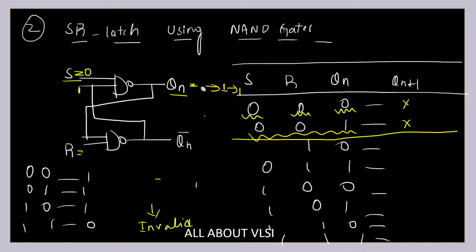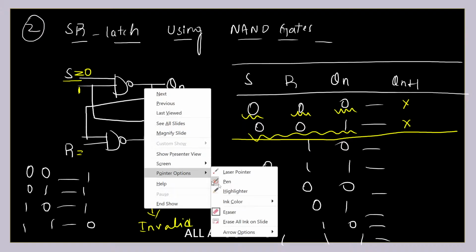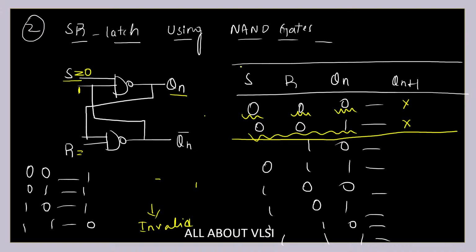So we have S is equal to 0 and R is equal to 1 and Qn is equal to 0 and Qn complement is equal to 1. For this condition, let us check it out quickly. So S is equal to 0 and R is equal to 1 and Qn is equal to 0.